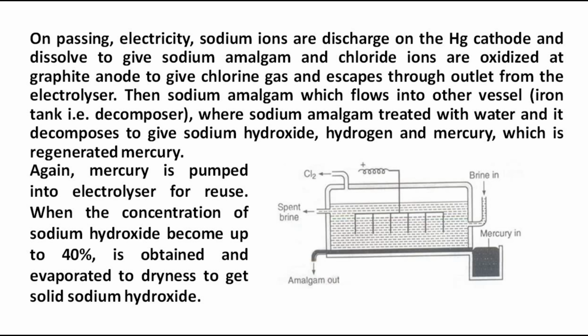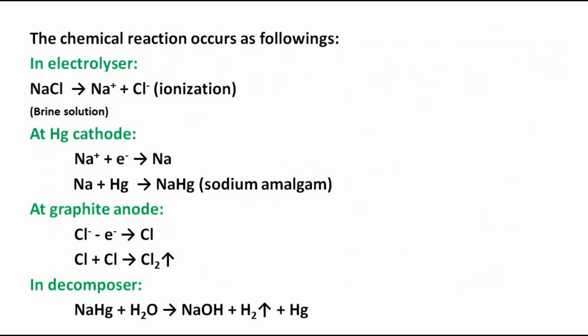Then the sodium amalgam flows into the other vessel, which is an iron tank, also called the decomposer in this cell, where the sodium amalgam is treated with water and decomposes to give sodium hydroxide, hydrogen, and mercury, which is regenerated mercury. Again, mercury is pumped into the electrolyser for reuse. When the concentration of sodium hydroxide becomes up to 40%, it is obtained and evaporated to dryness to get solid sodium hydroxide. The chemical reactions occur as follows.